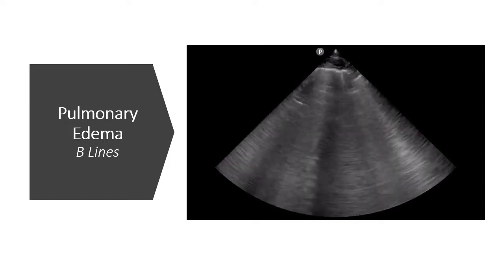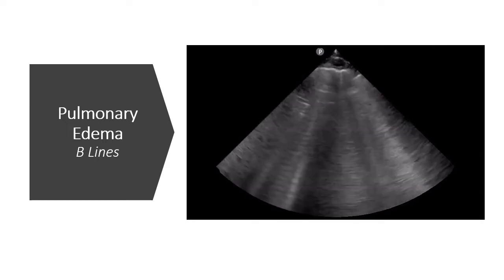So here's another example of B lines. You can see there's multiple of these lines that are originating from the parietal pleura coming all the way down the image, and they're moving as the patient is breathing in and out.